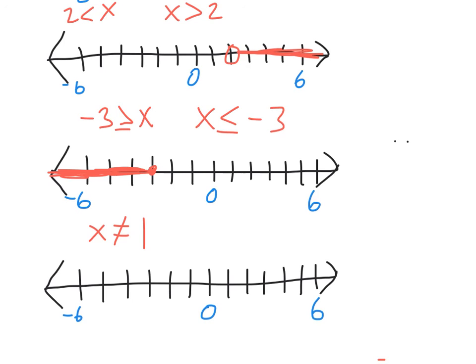The last problem is x is not equal to 1. So for this, remember x can be any number, but it can't be 1. So we start by putting an open circle at 1. Then we shade everywhere else, both sides of the circle. So shade to the right, shade to the left. And that's it.